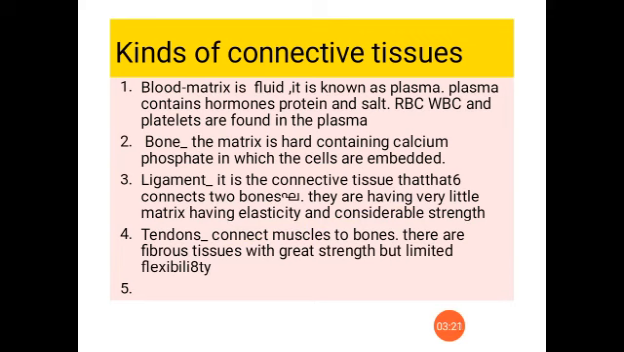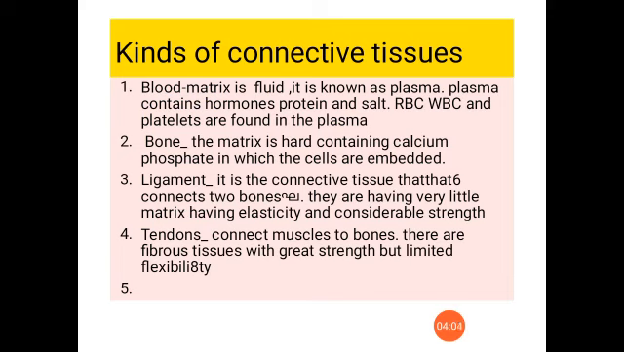Then have you heard about RBC? Red blood cells. Then WBCs, platelets, all these are found in the blood plasma. RBC is a cell. They are cells only. RBC, WBC, etc. are cells, and they are found within this fluid matrix. What is the fluid matrix here? Plasma. So in the plasma you can find all this. Understood? So blood's main function is what? It carries materials from one place to another. So blood is an example of a fluid connective tissue.